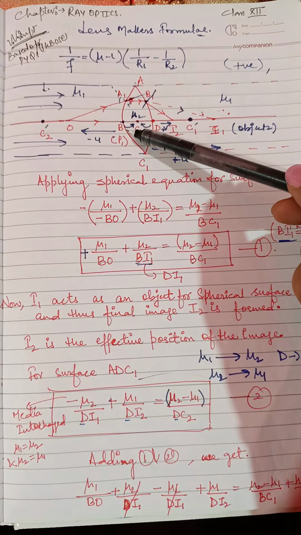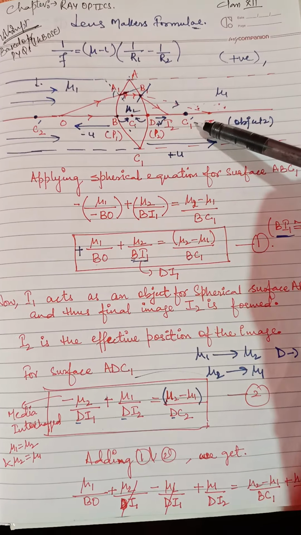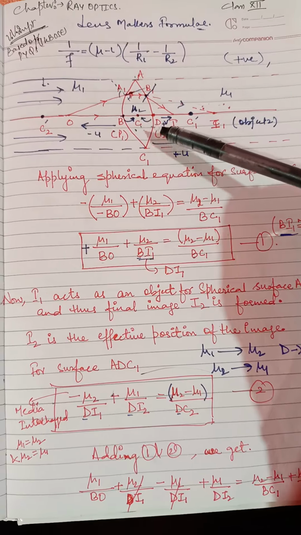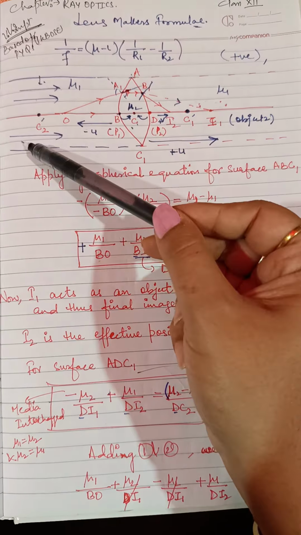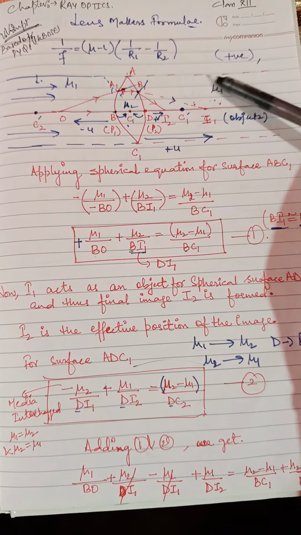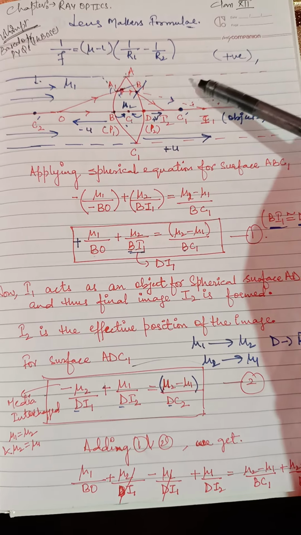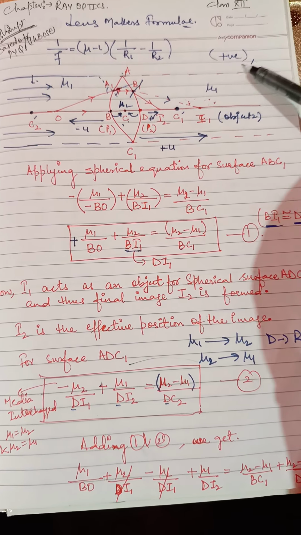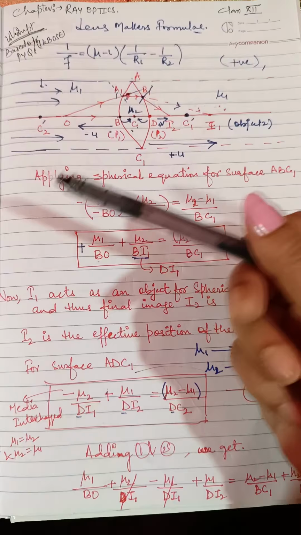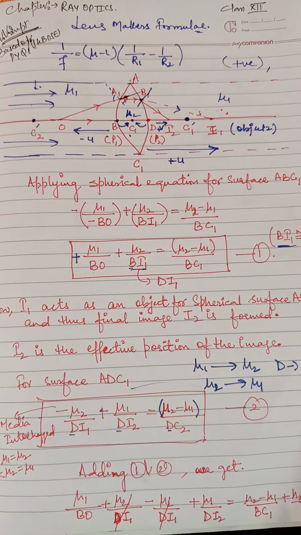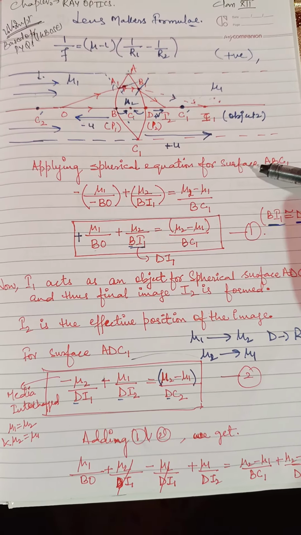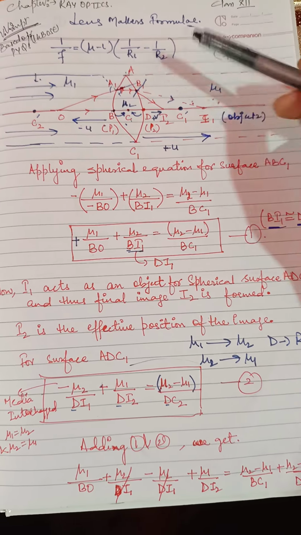So for the first refracting surface, this is the center of curvature, so this BC1 dash is R1 and this DC2 is R2. Now we know the sign conventions. Forward distances or distances in the direction of light are taken as positive, whereas backward distances or the distances in the opposite direction of light are taken as negative. Let's move forward. Applying spherical equation for surface ABC1.